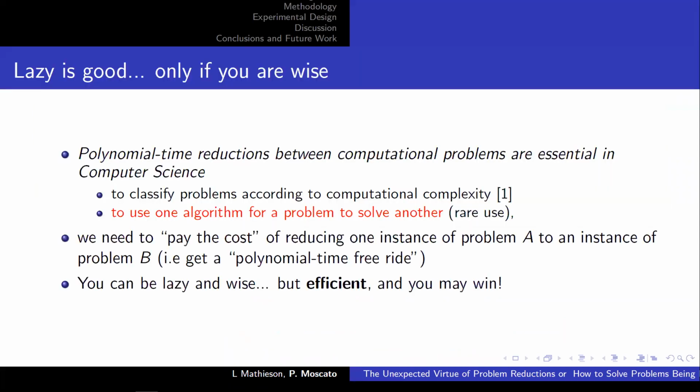So here is a background. We know that polynomial time reductions between computational problems are essential in computer science. We use them to classify problems according to their computational complexity, and we rarely use them to see how an algorithm for a problem can help you solve another one. You have to pay a cost to do the transformation, and sometimes you can have an efficient way, a polynomial time free ride, in a sense, to move to the other problem and solve it with an algorithm that exists for another problem B, let's say.